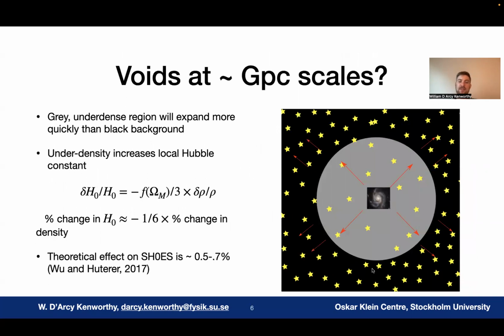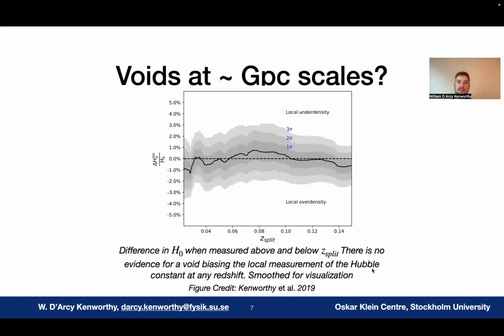Now, it's possible that there could be voids at much larger scales than we could ever really constrain with the Cepheid data. If there were a local underdensity of about 30%, then that would inflate the SH0ES value of the Hubble constant by about 5%. So this could be something significant. But looking at the type 1a supernova data, we don't see any indication that there are large underdensities on scales too large for us to constrain.